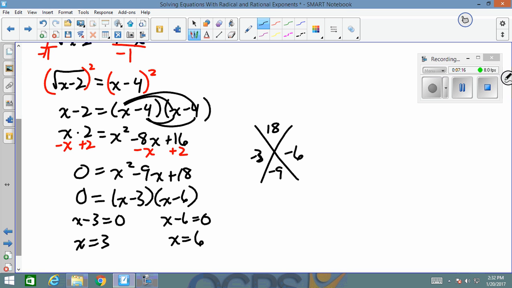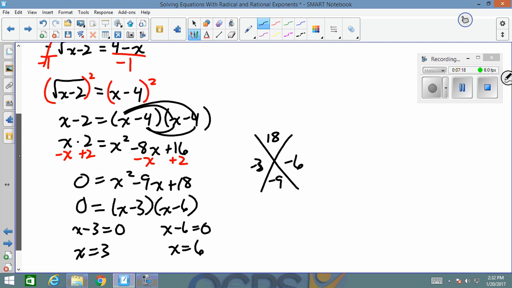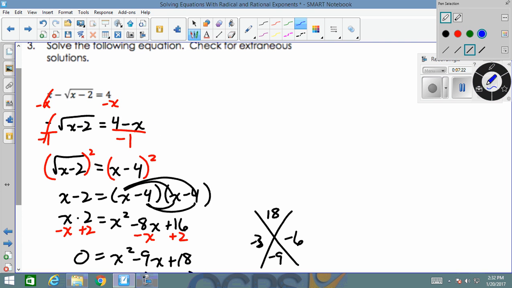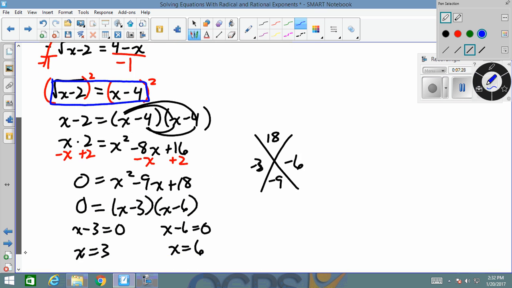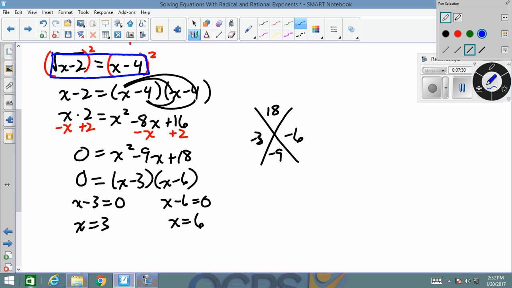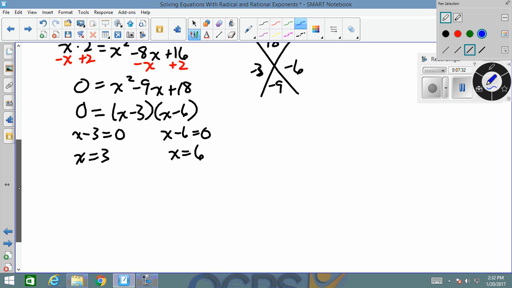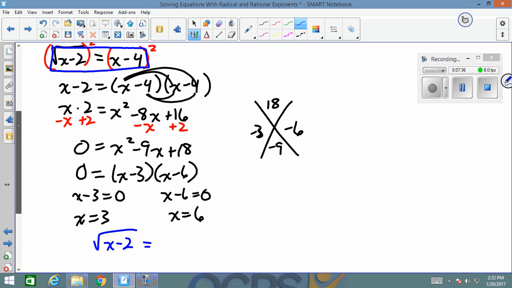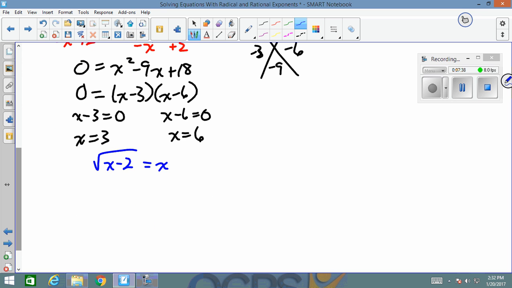Okay? Now, we need to check to see if we can generate a solution. And you can do it one of two ways. You can start with the original function up here, or you can take this one that you set equal to each other. That's the one that I'm going to use because it's always the easiest one. So it's the square root of x minus 2 equals x minus 4. And remember, we're going to substitute our numbers in.